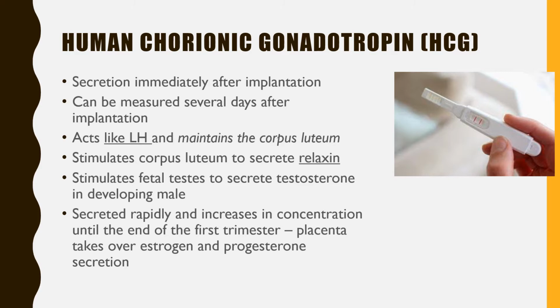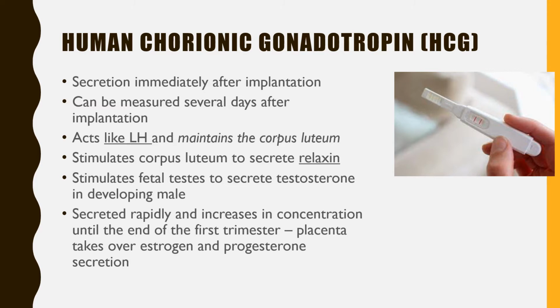In terms of the hormones that are going to be released now by this developing embryo, you have human chorionic gonadotropin, or HCG. Commonly, that's the hormone that's used in pregnancy tests. You can do a urine pregnancy test, or if you want to detect it even earlier, like in a couple of days, you could detect that with a blood sample. So this is secreted immediately after implantation, and measured several days after implantation if you're doing a blood test. Usually the urine tests take longer than that.